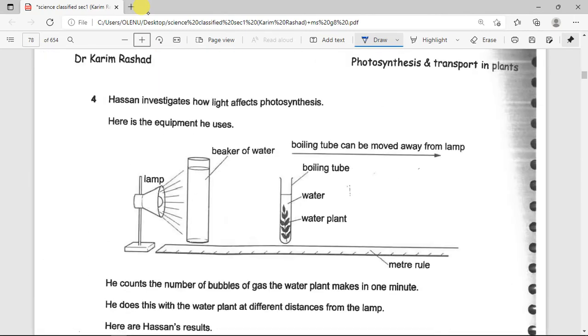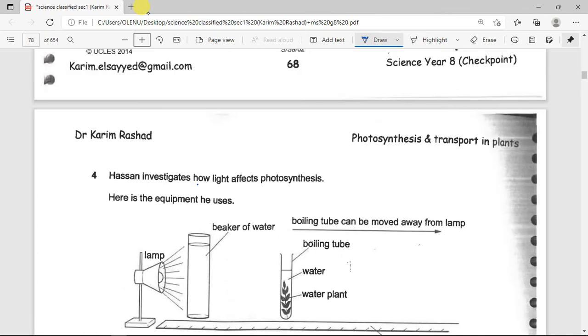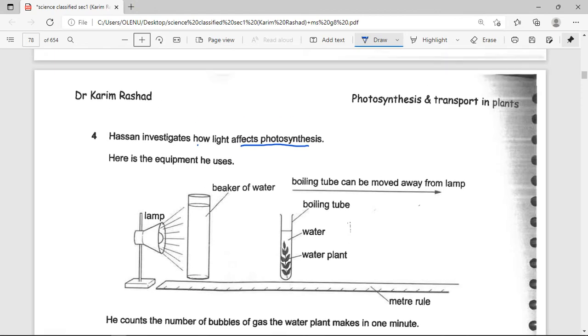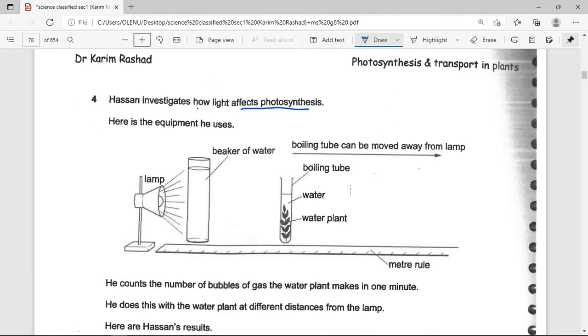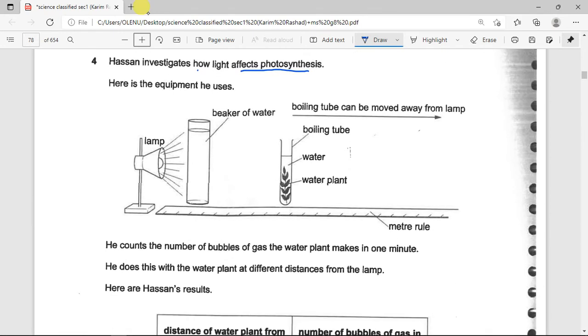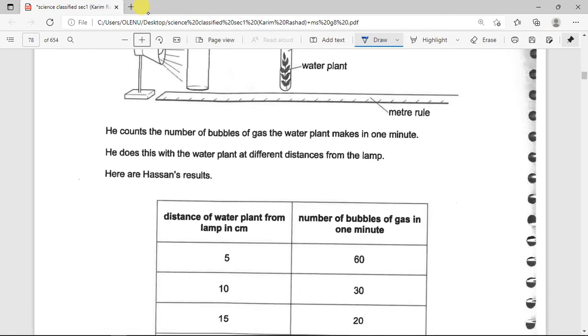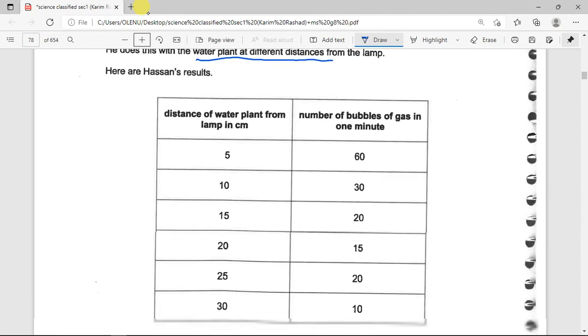Now, Hassan investigates how light affects photosynthesis. So let's see how light affects photosynthesis. Here is the equipment he used: a lamp, a beaker of water, and so on. He counts the number of bubbles of gas the plant makes in 1 minute. He does this with the water plant at different distances from the lamp.